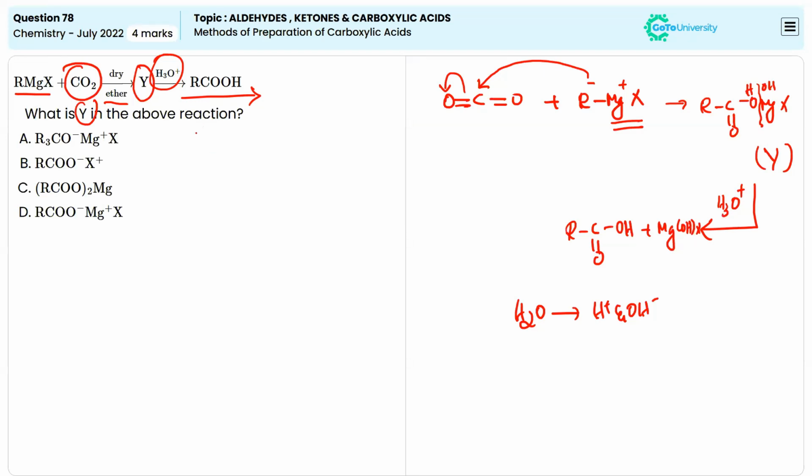Now let us see why this is the intermediate. Let us identify the Y in these options. The first one is R3COO minus. This is not at all possible. Option B does not contain magnesium, so that is also wrong. Option C contains two RCOO groups and magnesium, which is also wrong. And option D is the correct answer, that is RCOO minus MgX plus is the intermediate in this reaction. So option D is the correct answer.